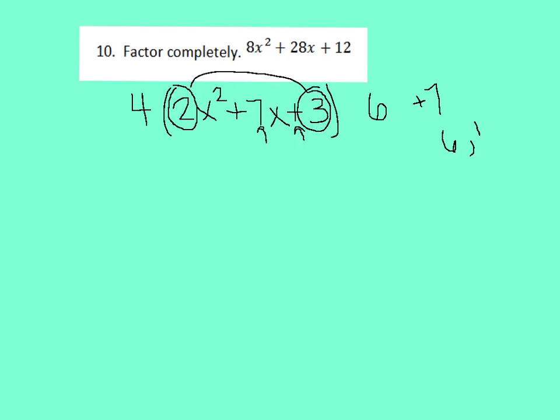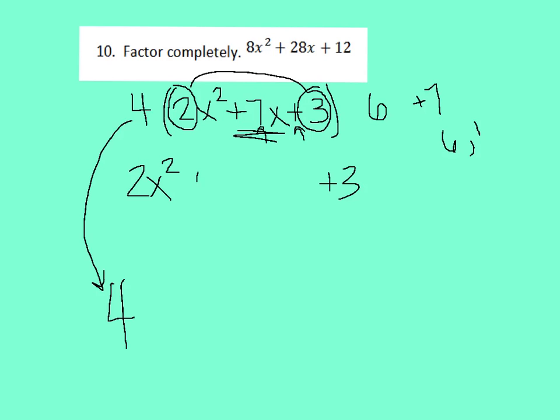Okay, so what I do is I bring down my 2x squared. Oh, bring down your 4. Don't forget about your 4. So my 2x squared comes down, my 3 comes down, and my 7x here in the middle gets split up into plus 6x plus x, or 1x. I don't have to write the 1, though. And now I am grouping.